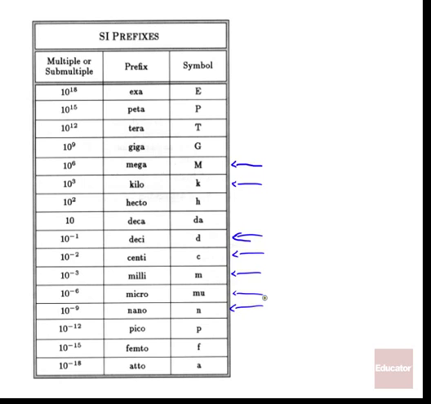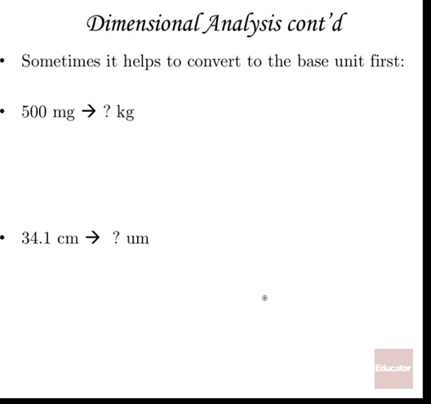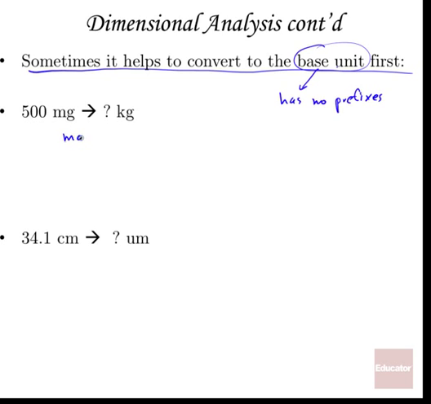Well, now that we have been introduced to these prefixes and what they mean, let's go ahead and see how we can use them in calculations. For example, 500 milligrams is equal to how many kilograms? And what I always like to say is that sometimes it helps to convert to the base unit first. And what I mean by the base unit is that it has no prefixes. In other words, let's get to the unit with no prefixes first. So first step is to go from milligrams to regular grams, then on to kilograms. So this is going to be a two-step process.